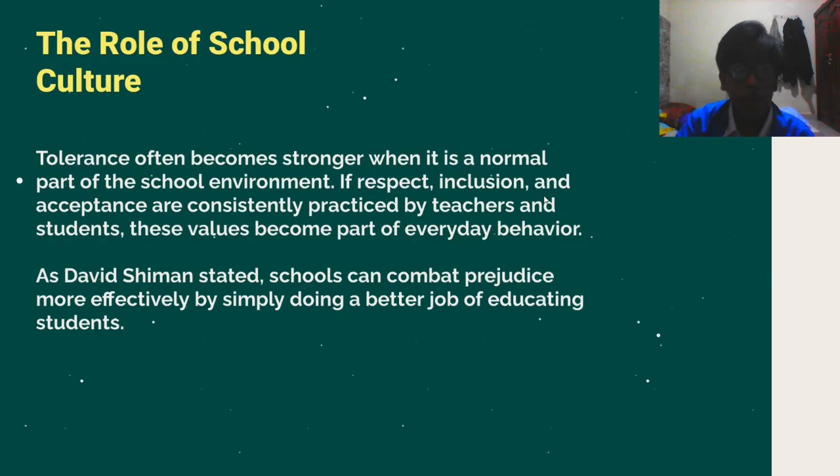Next, the role of school culture. Tolerance often becomes stronger when it's a normal part of the school environment. If respect, inclusion, and acceptance are consistently practiced by teachers and students, these values become part of everyday behavior. As David Schumann stated, schools can combat prejudice more effectively by simply doing a better job of educating students.